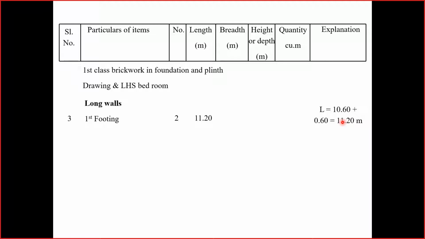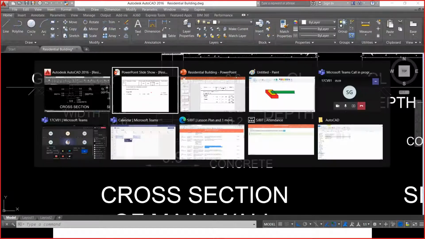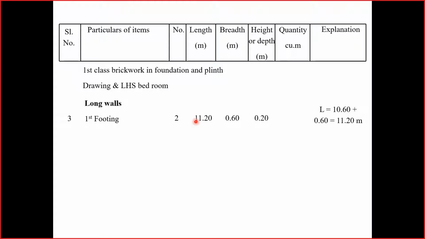Width of the item which we are doing the calculation for, the first footing, is 0.6 meter, and the height or depth of the first footing is given here, 0.2 meters. In the section it is mentioned 0.2 meter. The total quantity is the product of these things, 2.69 meter cube.